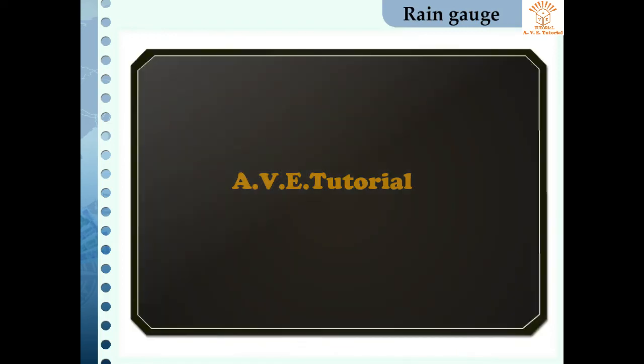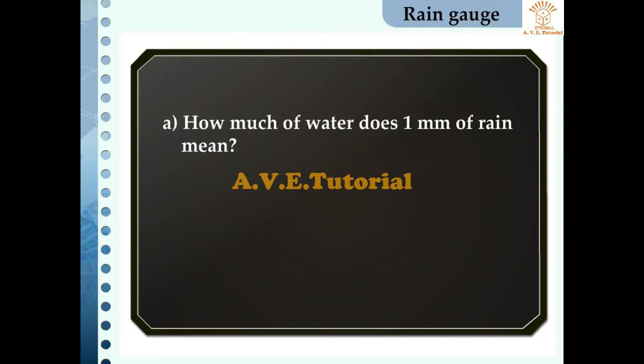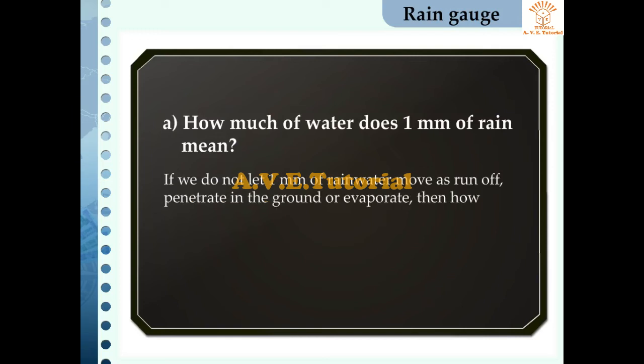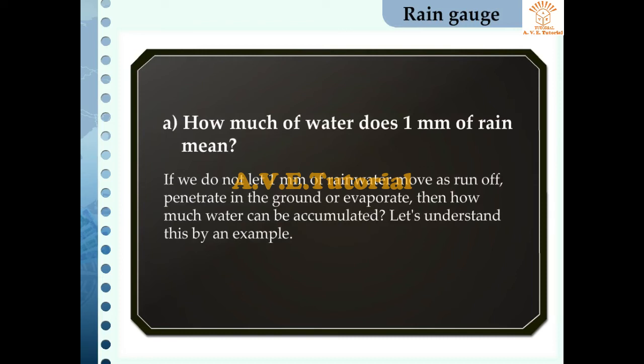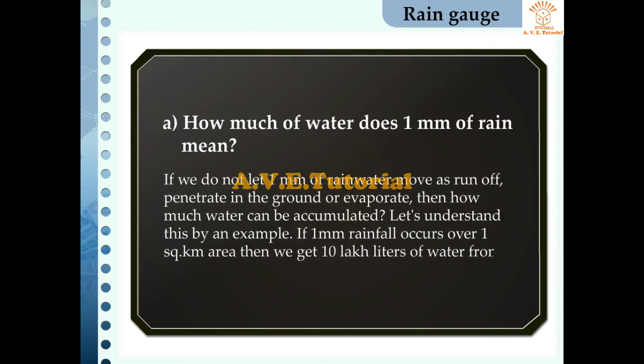Do you know? A. How much water does 1 mm of rain mean? If we do not let 1 mm of rain move as runoff, penetrate in the ground or evaporate, then how much water can be accumulated? Let's understand this by an example. If 1 mm rainfall occurs over 1 square kilometer area, then we get 10 lakh liters of water from it.